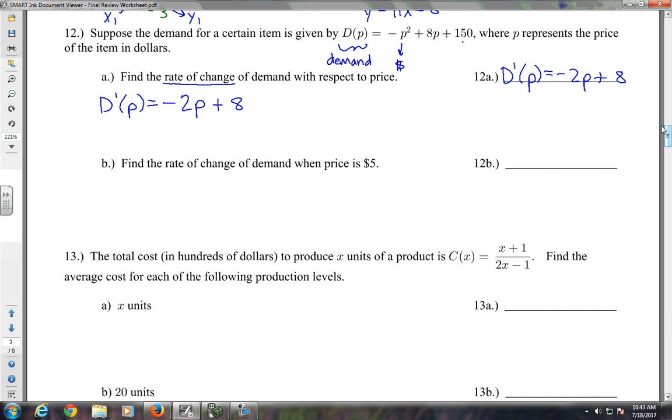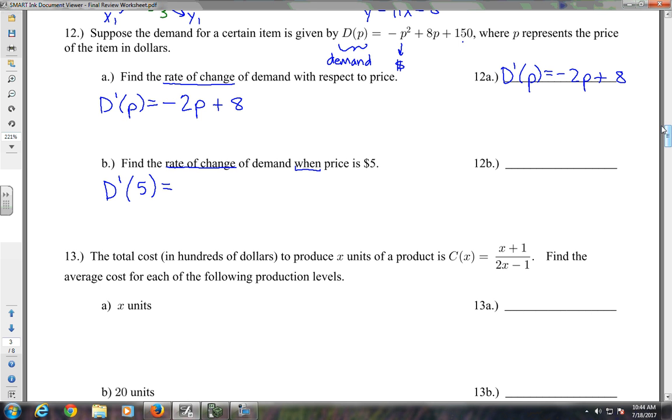So rate of change of anything is simply first derivative. We are looking at the instantaneous rate of change. Part B, find the rate of change of demand when price is $5. So let's break it down. Find the rate of change of demand, that means derivative, specifically when P is 5. So I'm translating that English into these symbolic forms, and it tells me what to do. Find D prime of 5.